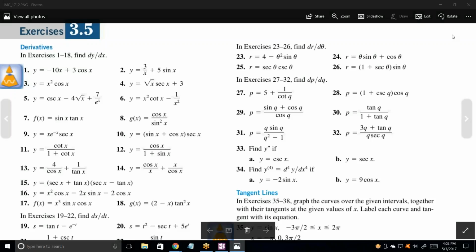Record this, take a snapshot of it, and just a second. Why did that not work? There we go.